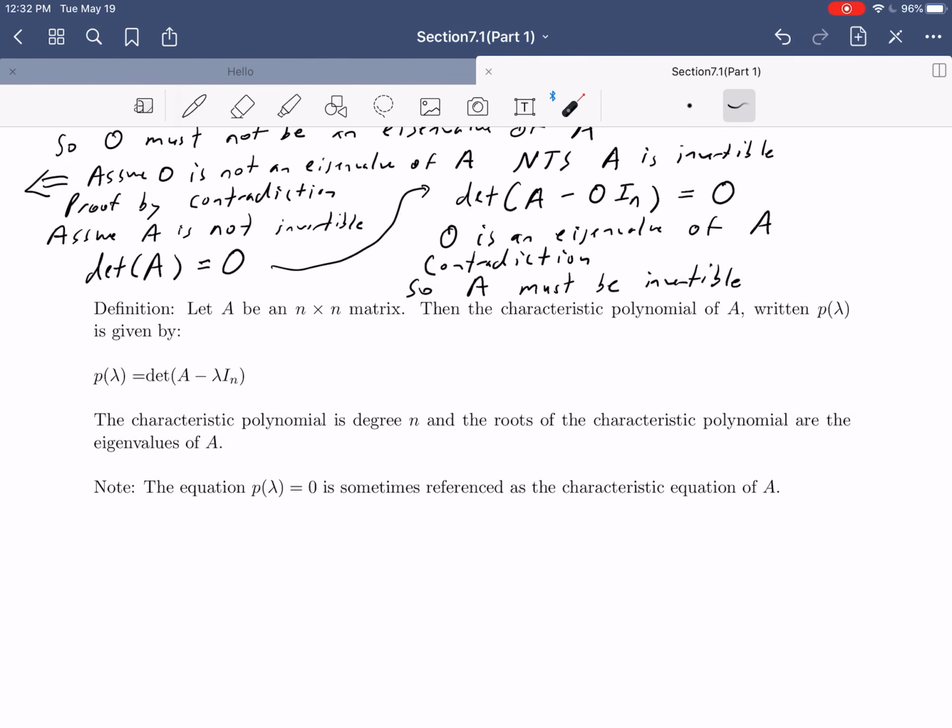Now, I don't particularly need or make much use of this definition myself, but sometimes your book will reference that when you set this polynomial equal to 0, then we call it the characteristic equation rather than the characteristic polynomial. But just know that basically when we want to determine eigenvalues, we'll be setting the determinant of A minus lambda I_n equal to 0. That's going to boil down to a polynomial equation, which we then should be able to solve. So let's get in and talk about some examples of this.